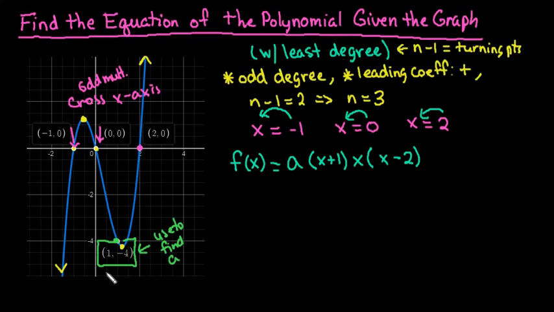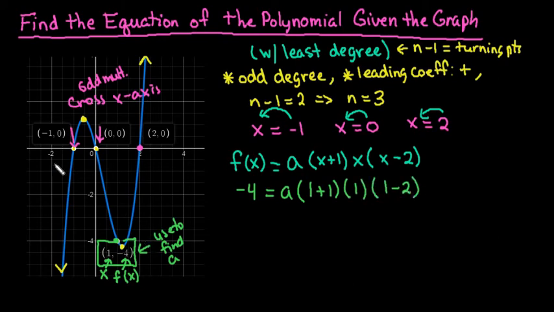And all we're going to do is replace x with 1, and replace f of x with -4. So we know that when x is 1, our output is -4, so we have the equation -4 = a(1 + 1)(1)(1 - 2). And now we can simplify this equation, and that will help us find our a term, which will give us our factored form of our equation.